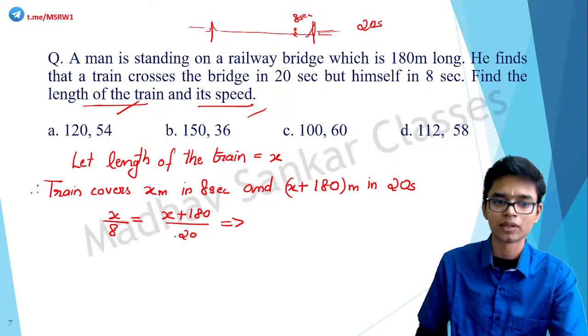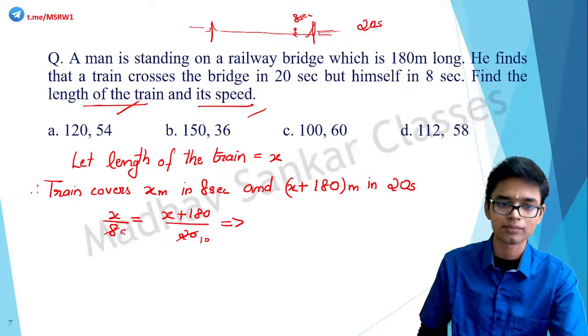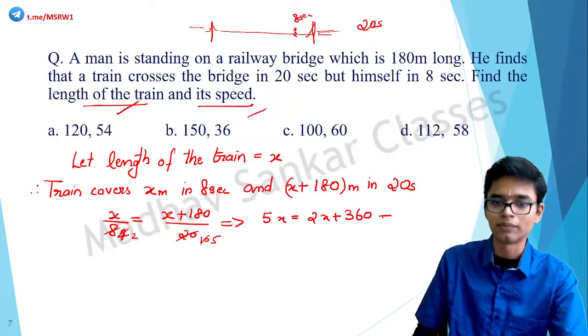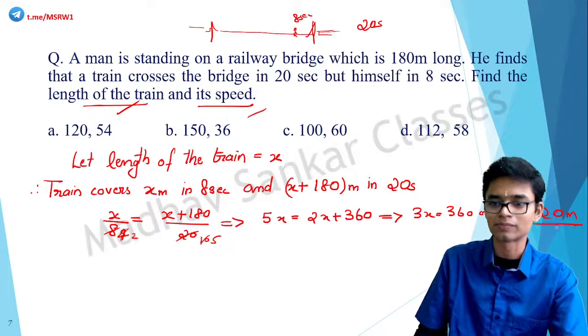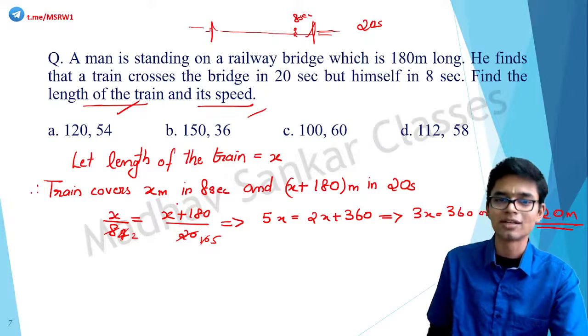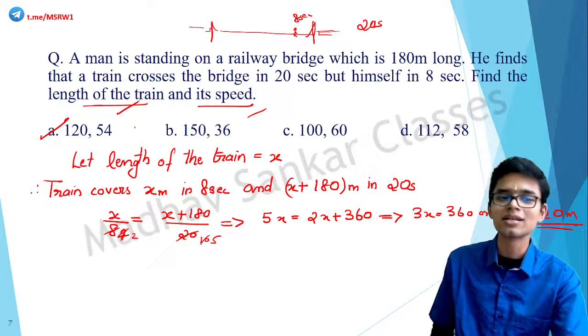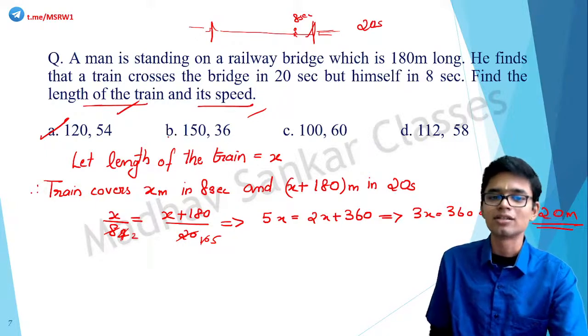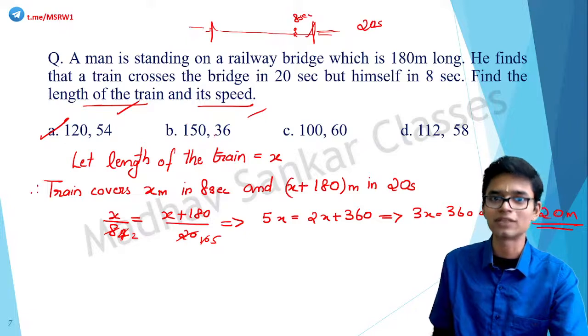Implies we can cancel. 5x is equal to 2x plus 360. Implies 3x is equal to 360, or x is equal to 120 meters. So we got the length of the train as 120 meters. So from that itself, we got the answer as A, because there is no other 120 in the options. So answer is A.